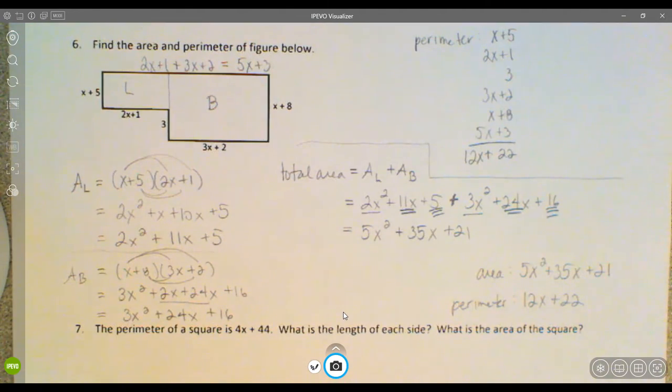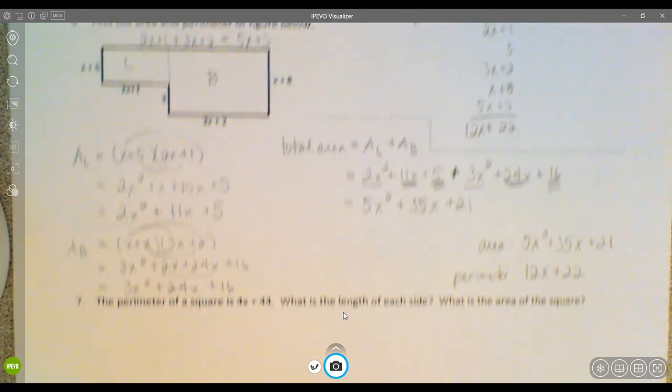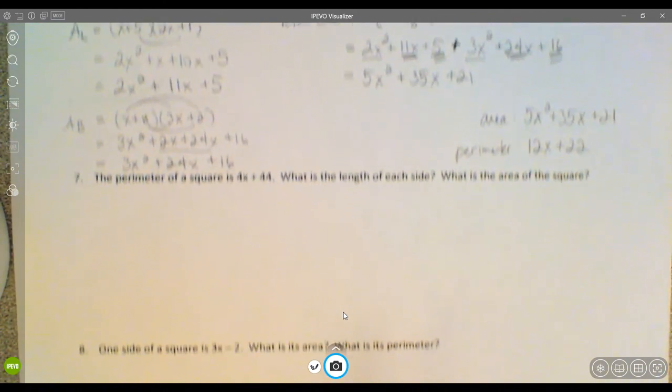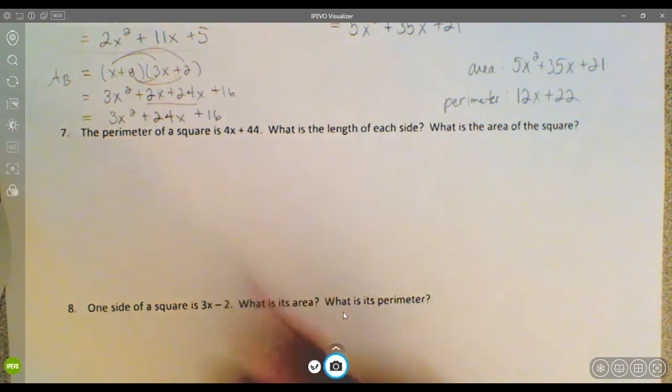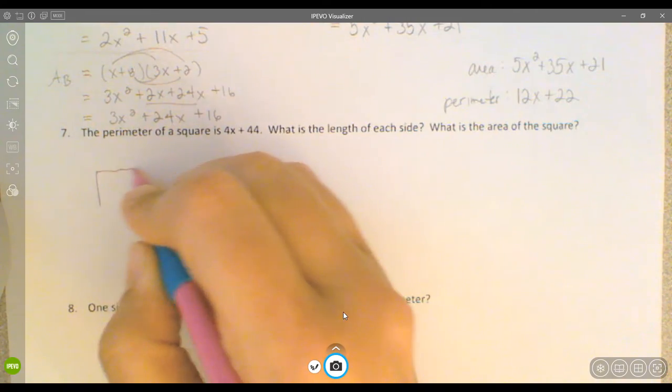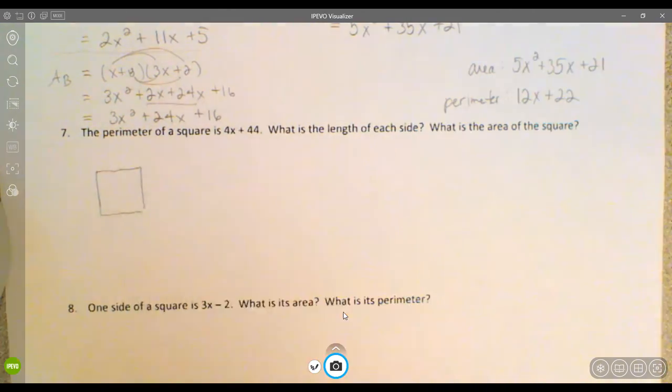Okay, let's look at the next one. The perimeter of a square is 4x plus 4. What is the length of each side, and then what is the area of the square? Okay, so we have a square. All the sides are equal. So guess what that means?